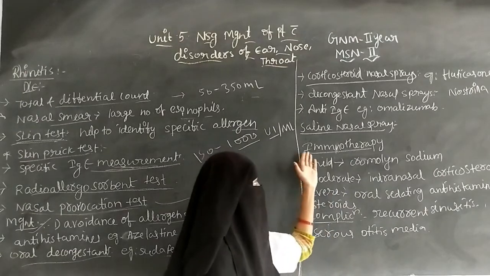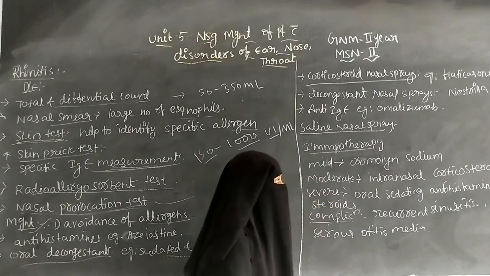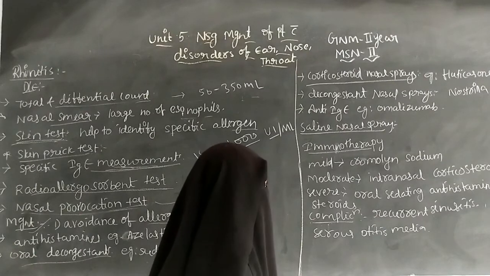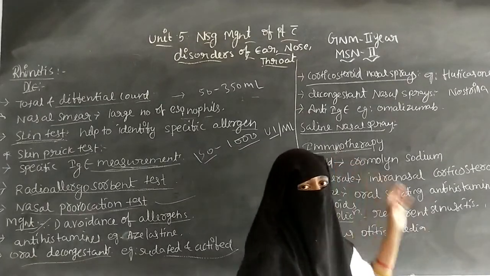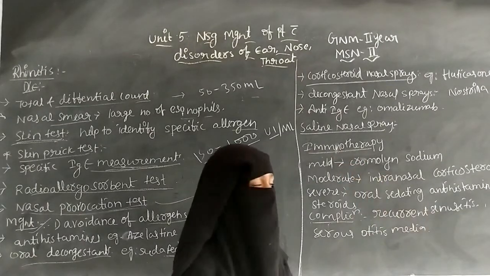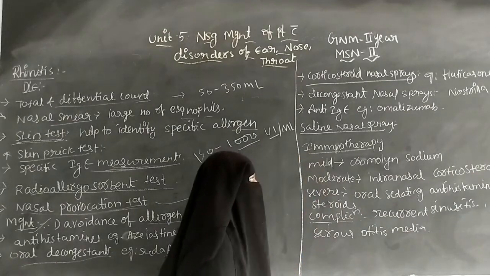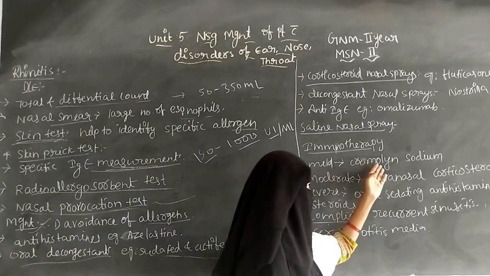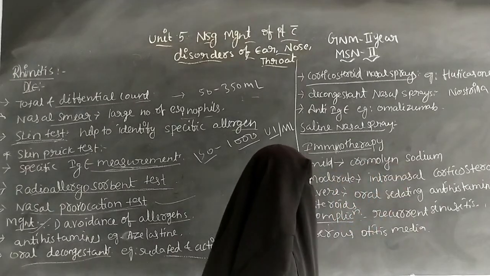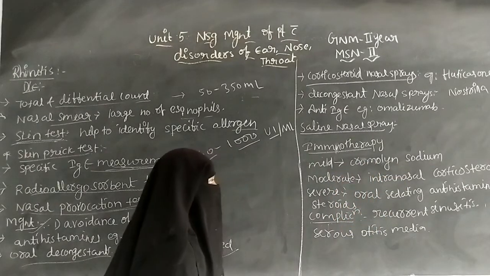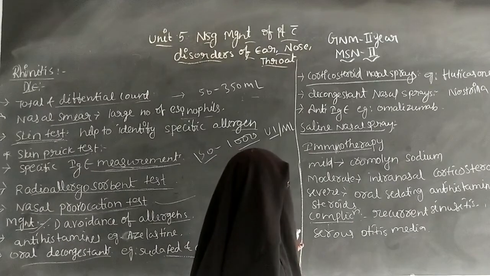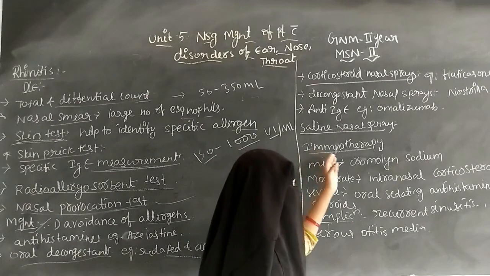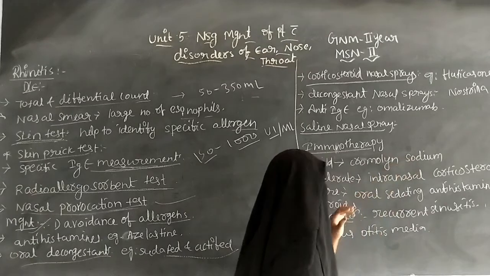The next one is the immunotherapy. So with immunotherapy we can suppress the overreaction of the IgE, and we are providing the immunotherapy. So for mild rhinitis, cromolyn sodium can be used. So if the patient has any mild rhinitis, cromolyn sodium can be used.